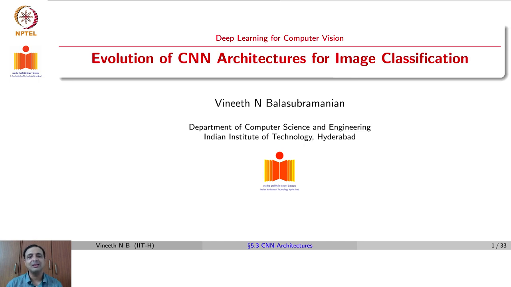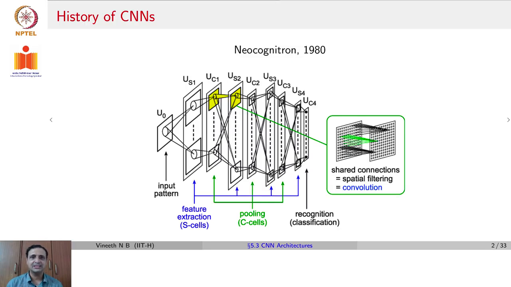Let's start with the earliest architectures. The history of CNNs dates back to the neocognitron in 1980, which was perhaps the earliest precursor of CNNs. The concept of feature extraction, the concept of pooling layers, as well as using convolution in a neural network, and finally having recognition or classification at the end was proposed in the neocognitron.